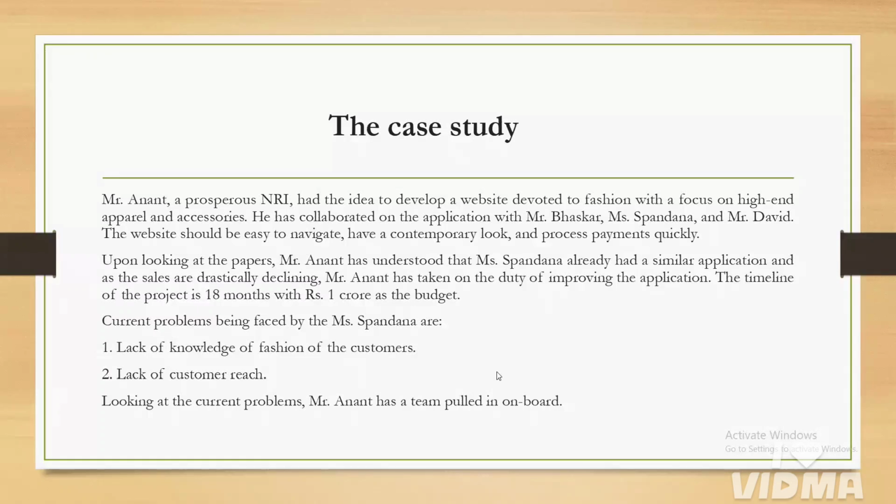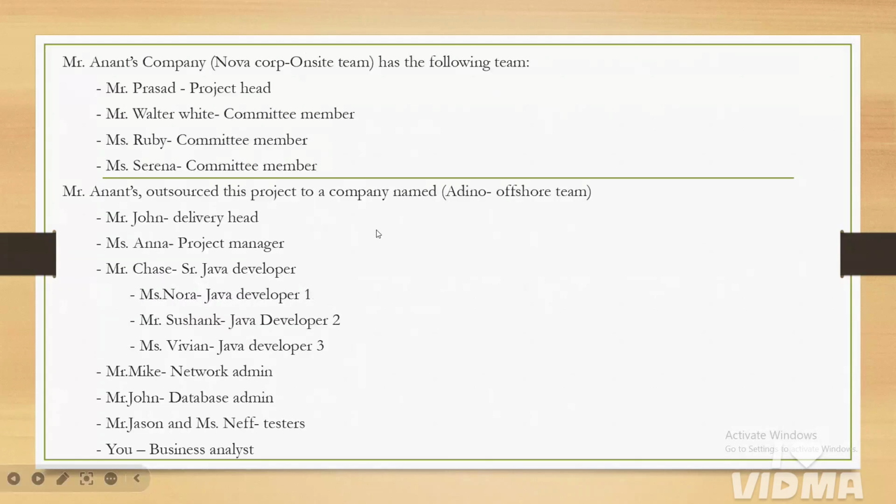So Mr. Anant pulled together a team onto the board. Here you can see the team: company Nova Corporate on-site team. Mr. Prasad will be the project head, and Walter White, Ruby and Serena will be the committee members. Mr. Anant outsourced this project to a company named Adino Offshore Team. He pulled out a few teams, and he gave the work of creating this web application to the other company named Adino. So Adino Offshore. Here in this Adino Offshore, like Mr.